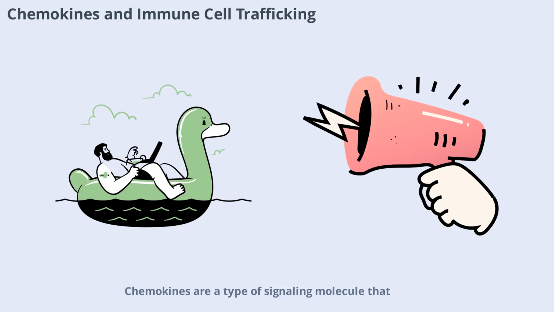Chemokines are a type of signaling molecule that guide the movement of immune cells within the body. In the tumor microenvironment, chemokines can attract immune cells to the tumor or, conversely, help exclude them. Manipulating chemokine signals is a potential strategy to enhance the infiltration of anti-tumor immune cells and improve the effectiveness of immunotherapies.